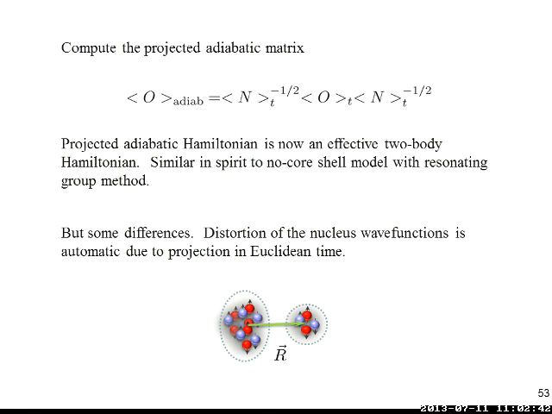So essentially, what we've done is we've reduced the space to an adiabatic calculation in a reduced space of these clusters. We've reduced the degrees of freedom. So this is similar to what Peter and what Sophia have done with the no-core shell model with what's called the resonating group method. There are some differences, though. One important difference is that we actually get the distortion of the nuclear wave functions automatically as these guys come close as a function of time.